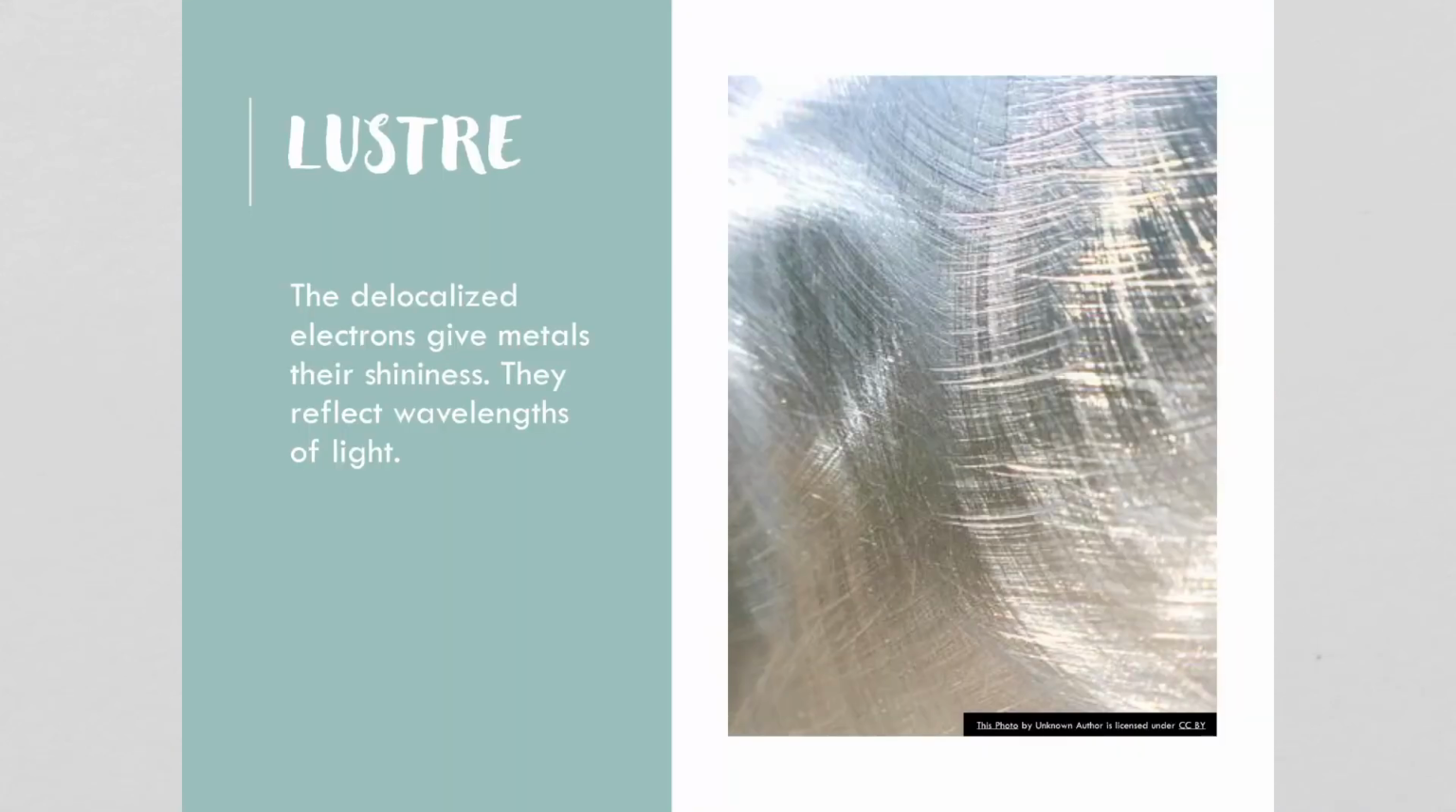We often say that metals are shiny, like we said, once they're polished. So that has to do with their luster. The delocalized electrons actually give metals their shininess, and that's because they reflect wavelengths of light, giving that reflection of light back to your eye, which makes them look shiny.